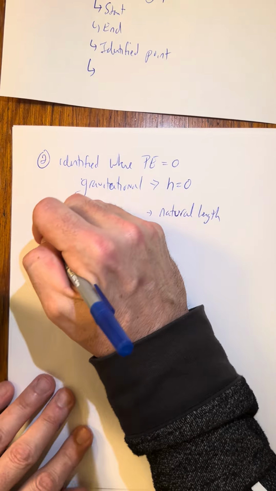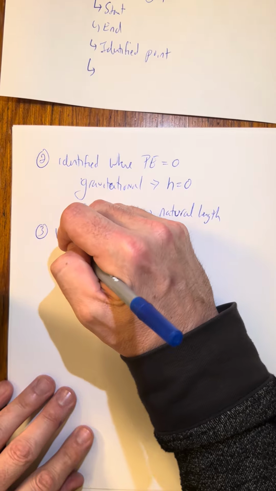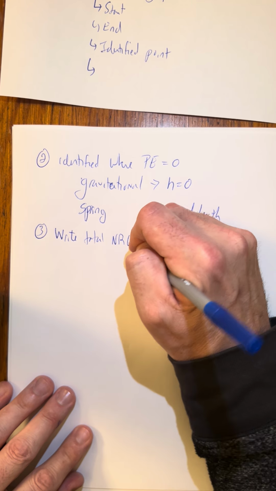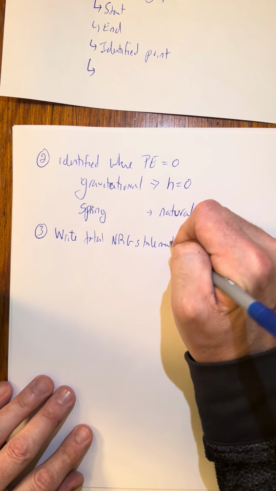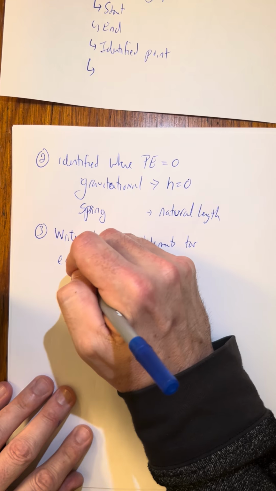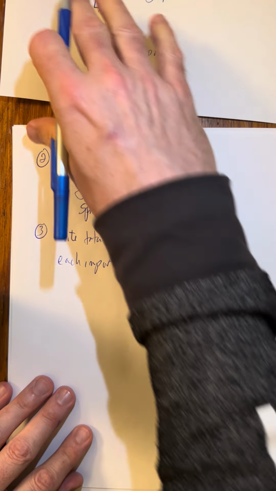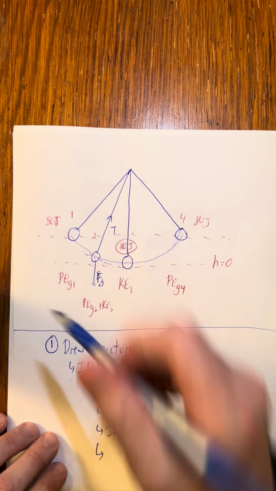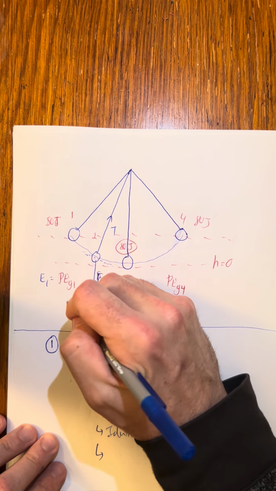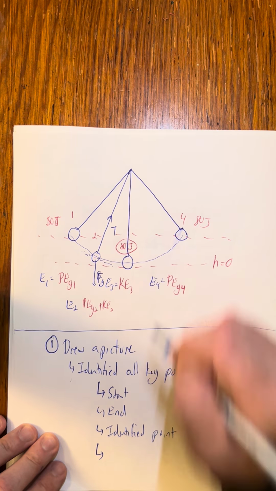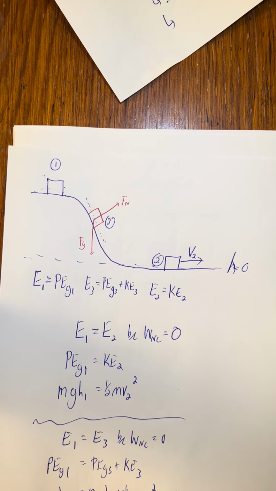The next thing we want to do is to write total energy statements for each important point. That's what I did here, right? Now here I probably should have been a little bit more formal: E1, E2, E3, E4, right? Great. I did that here in this problem as well, okay?